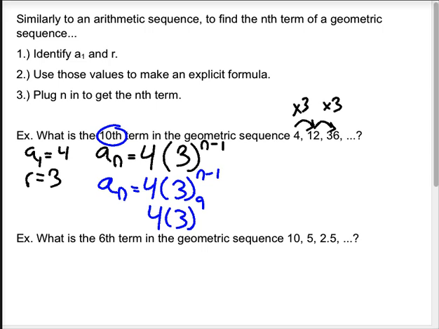So, we plug that into our calculators. And again, I'd recommend plugging it in right along with me to make sure you're getting the right answer. When you do that, you get 78,732. That is going to be the 10th term of that sequence.